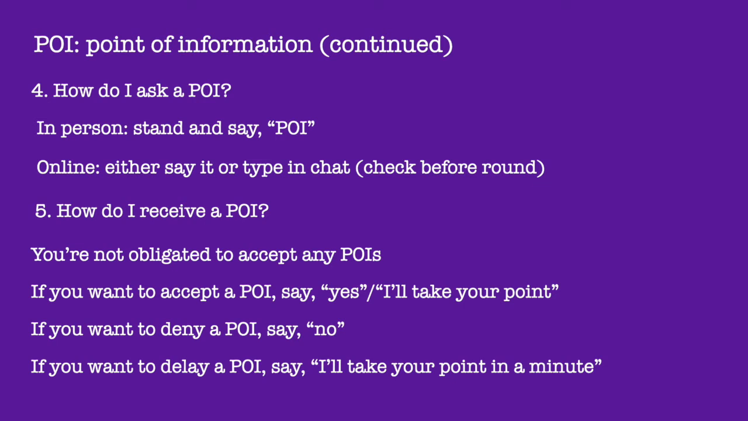And finally, how do I receive a POI? Well, before I go on, I should mention that you're not obligated to accept any POIs at all. However, it's considered bad form to deny every single POI. If you don't want to accept a POI, you can just say no. If you're in the middle of a point and you want to take the POI after you finish your sentence, just say, I'll take your question at the end of this point, and then call on the person who's asking. The general rule is that you should accept 2 to 3 POIs per speech.